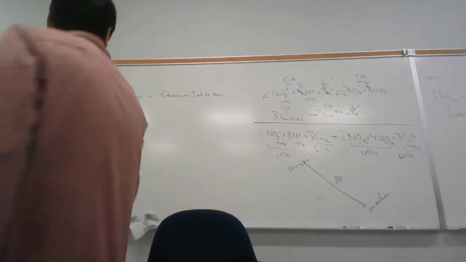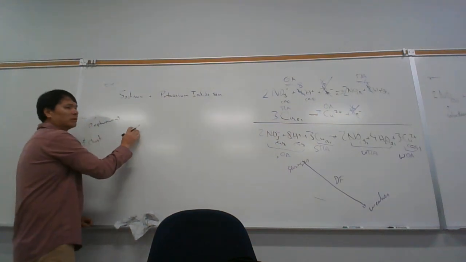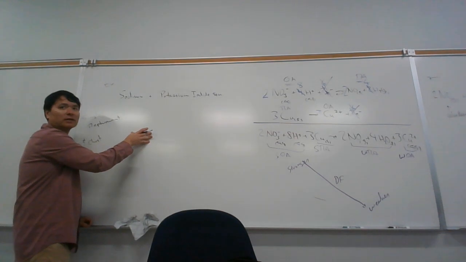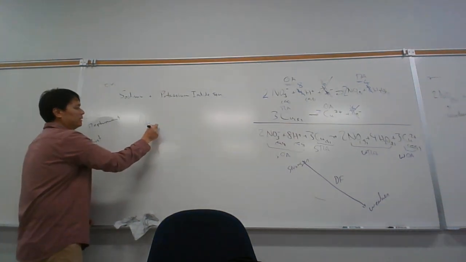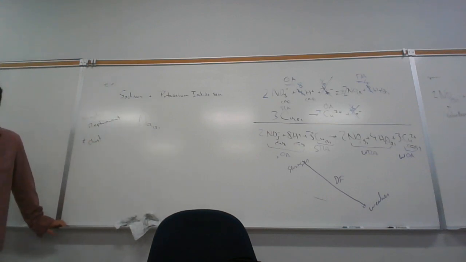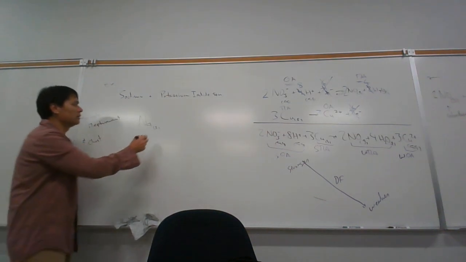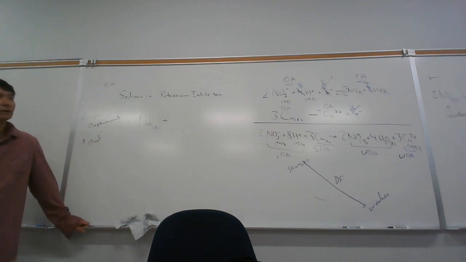So first off, what did you put for sodium, the formula? Na or Na plus? Na. Na is a solid, it's just a metal. All metals are solids, except for one. Do you know which one's not a solid? Mercury. Mercury's the only liquid. What's the formula for potassium iodide? KI.